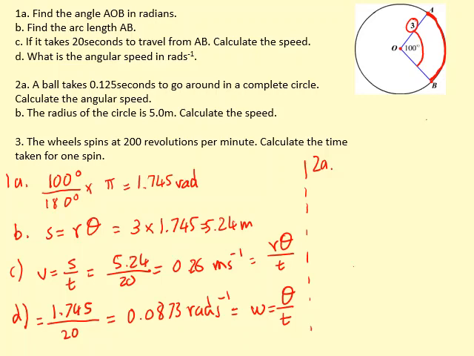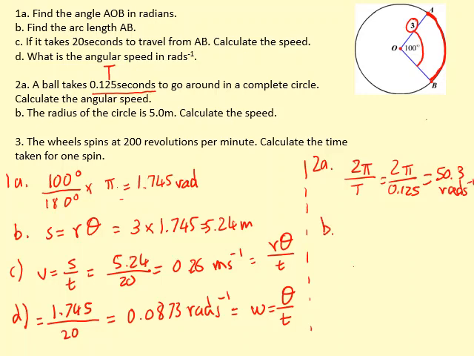Okay, question 2a. If the ball takes 0.125 seconds to do a whole complete circle, what is the angular speed? Well, you need to recognize this is a time period, because it's the time it takes for one whole cycle, one complete circle. To get the angular speed, you do the angle covered in one whole circle, which is 2 pi, divided by the time period, 0.125. Which gives us 50.3 radians per second.